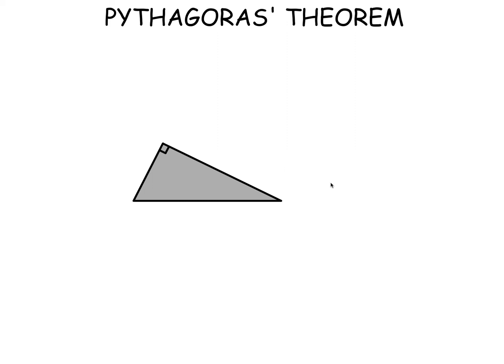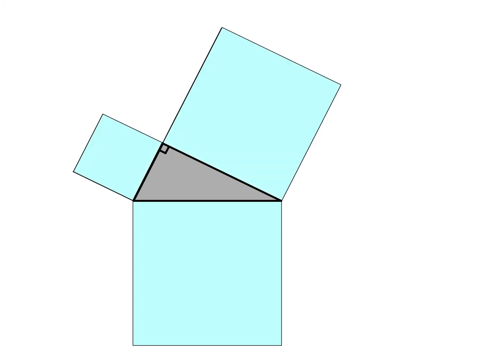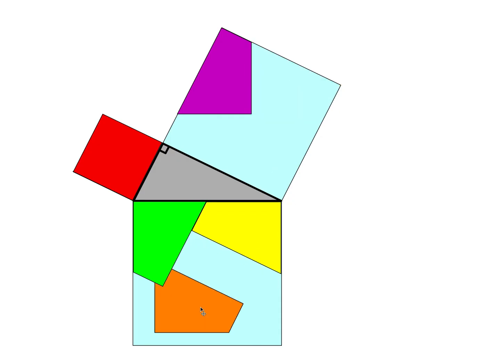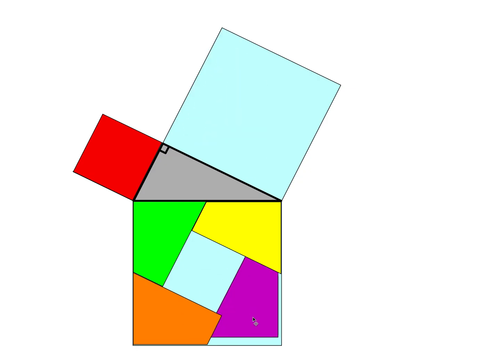Pythagoras' theorem involves the three sides of a right-angled triangle. If we place squares on each of the three sides, it's found that the two smaller squares will fit into the larger square. That means the area of the two smaller squares added together makes up the area of the larger square.